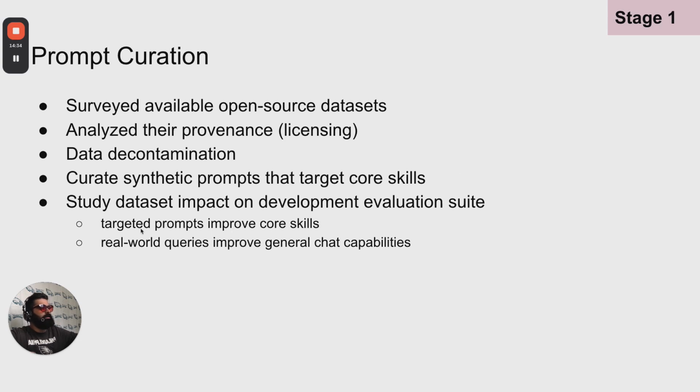Two things they found: targeted prompts improve core skills. So if you want to improve math performance, you've got to give it math data. The second thing they saw is that real-world queries improve general chat capability. So getting real user assistant interactions as your prompt response pairs improves general chat capabilities. And they highlight the WildChat dataset.